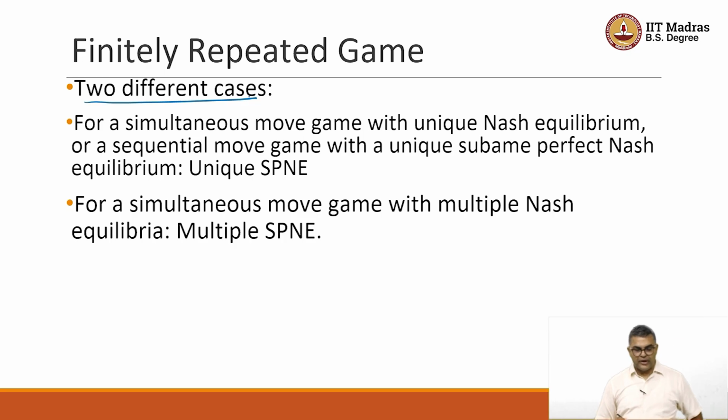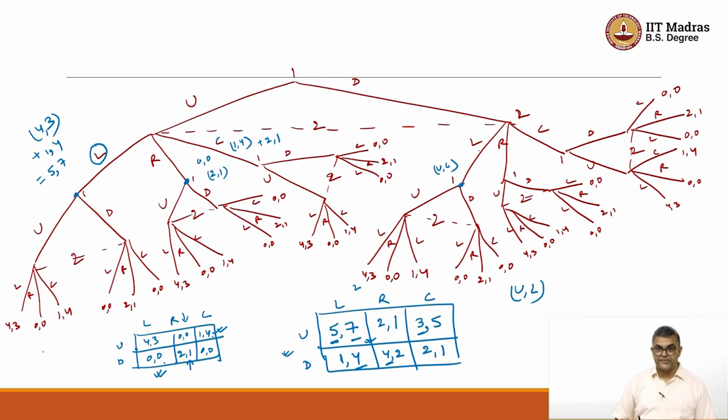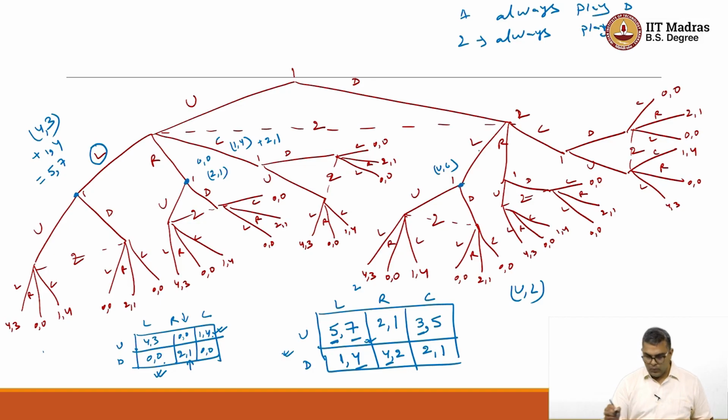So two different cases: a simultaneous move game with a unique Nash equilibrium, which we have not discussed, or a sequential move game with a unique subgame perfect equilibrium, we get a unique SPNE. For a simultaneous move game with multiple Nash equilibria, we have multiple SPNE. And why do we say multiple SPNE? Think about it: this is one setting that we have said. What could be another Nash equilibrium? That player 1 always plays D and player 2 always plays R. What is going to happen?